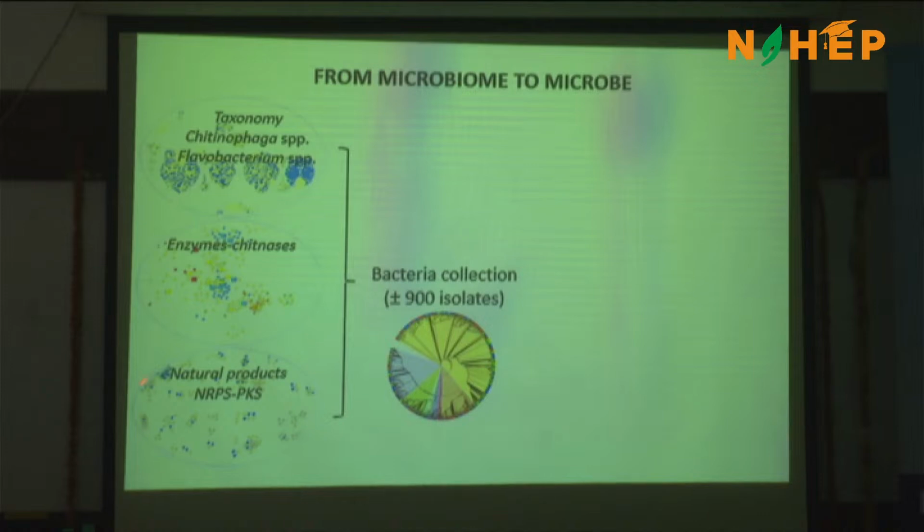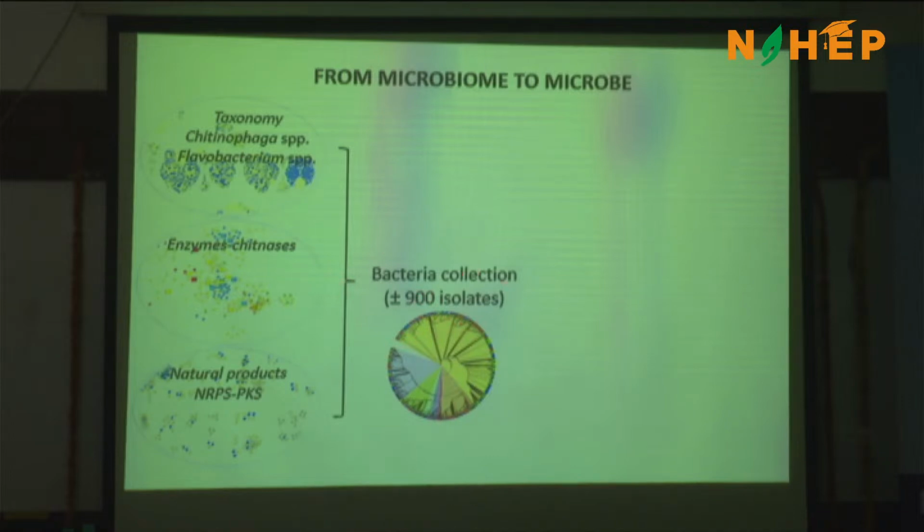And then when we look at natural products, so secondary metabolites and biosynthetic gene clusters, we saw that there were a few NRPS and PKS that were highly abundant, okay? And remember, I also did a culture collection. Actually, I say here 900, but I had 1,800 isolates. So it was quite a lot.